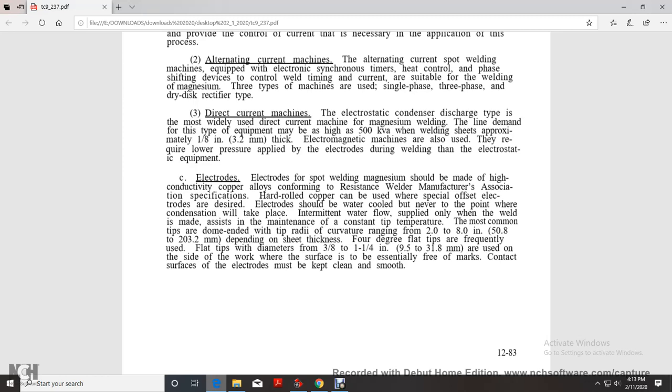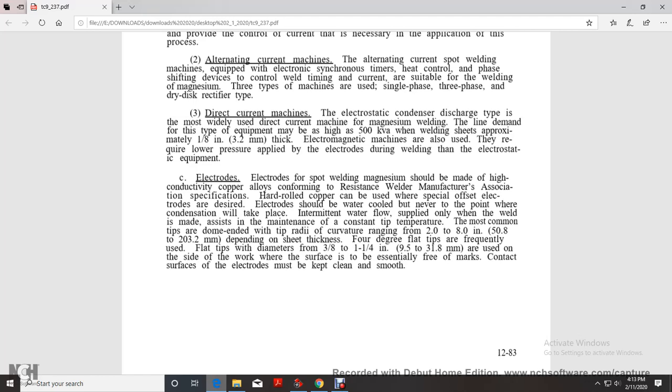Electrodes for spot welding machines should be made of high conductivity copper alloys conforming to the Resistance Welder Manufacturers Association specification. Hard rolled copper can be used with a specific offset of the electrode. Electrodes should be water cooled, but at every point where condensation will take place, an intermittent water flow is supplied, only with a weld made consistent with the maintenance of a constant tip temperature.